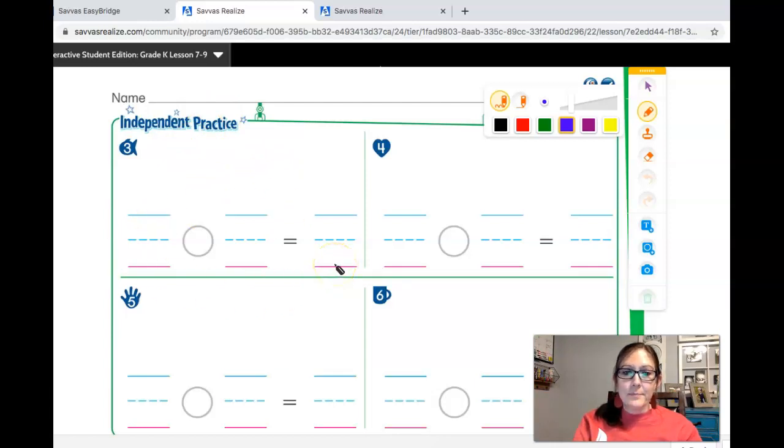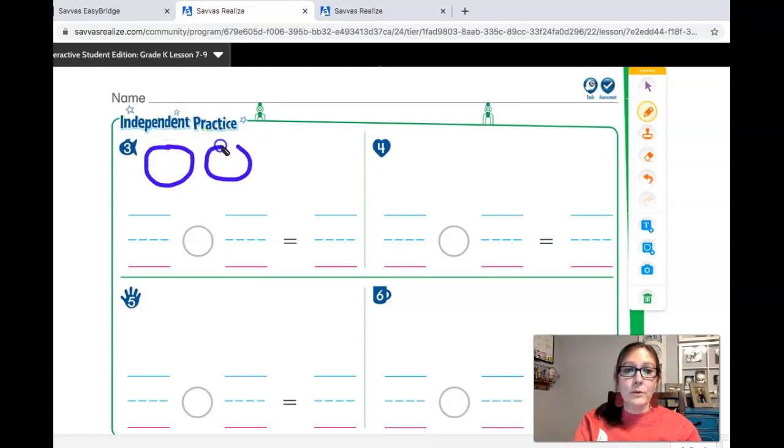Listen closely. There were 3 raccoons in a tree. One of them climbed down and went to play. How many raccoons are left in the tree? What are we going to do first? Let's draw the picture that matches that story. I said there are 3 raccoons in a tree. There we go, 3 counters to represent the 3 raccoons.